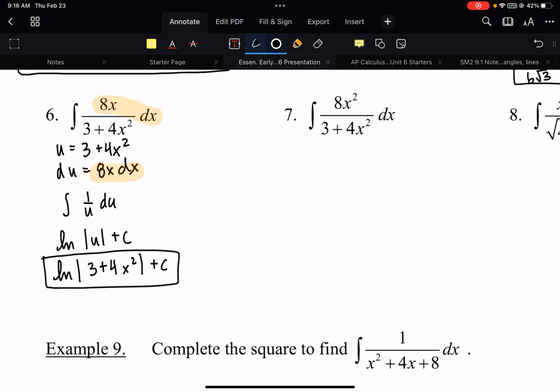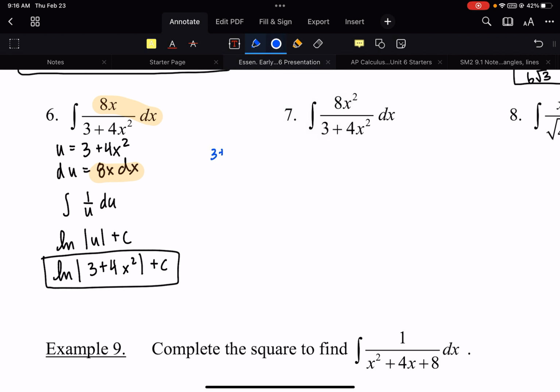Okay. Again, with 7, we might look at the denominator of that and think, oh, that looks like an arctangent. I'm going to do an arctangent problem. But if you look at the numerator of number 7, you have an x squared on the top. So the first thing we need to do here is polynomial long division, just like we did in the first couple examples. I'm going to do that in blue over here on the right.